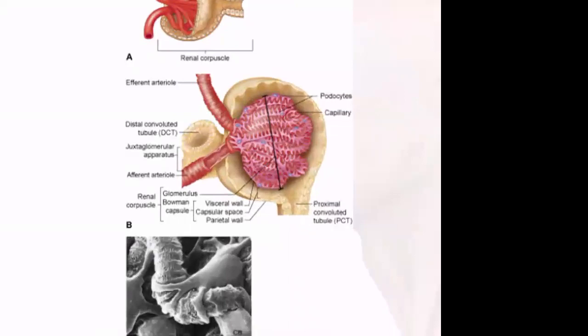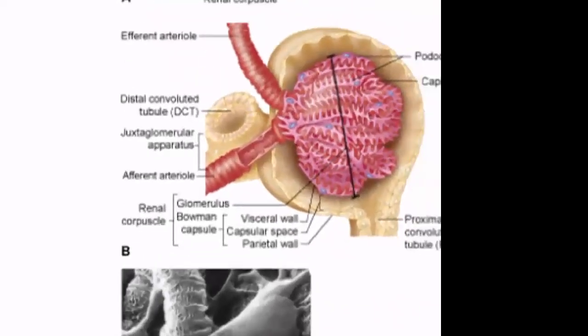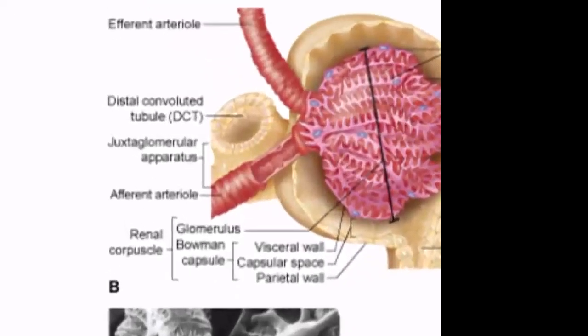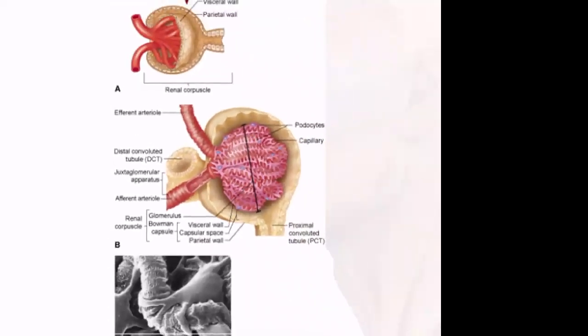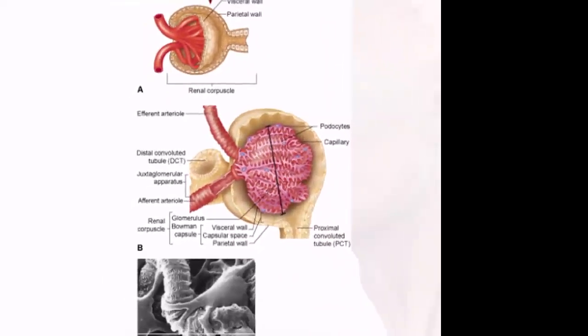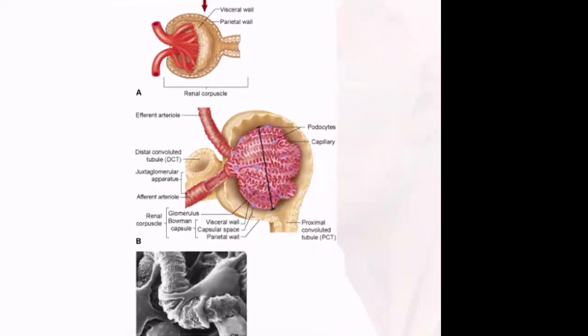Now you also notice this part here, the juxtaglomerular apparatus, made up of juxtaglomerular cells, sometimes just called JG cells, that's shorter. This is an important little area because you'll notice we have an afferent arteriole coming in to the Bowman's capsule, right there at that juxtaglomerular apparatus. And as that afferent arteriole goes in, it branches off into this network of capillaries called the glomerulus.